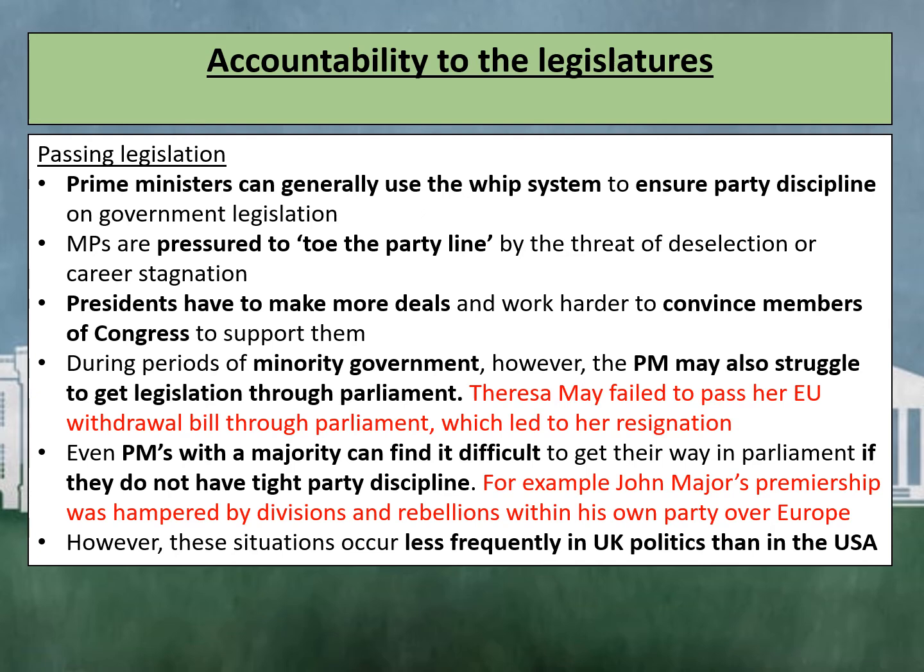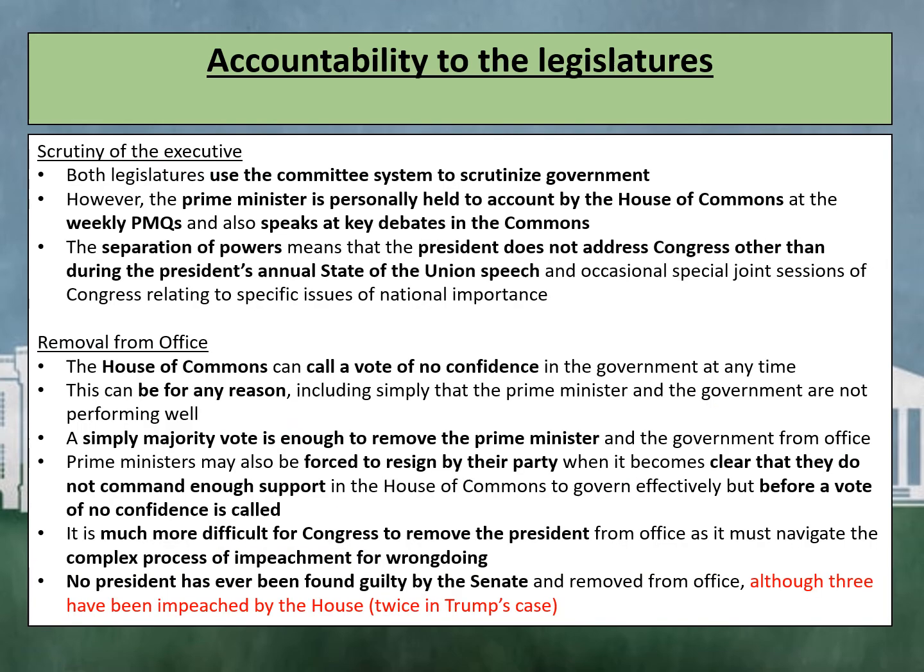Even PMs with a majority can find it difficult to get their way in Parliament if they do not have tight party discipline. For example, John Major's premiership was hampered by divisions and rebellions within his own party over Europe. However, these situations occur less frequently in UK politics than in the USA.